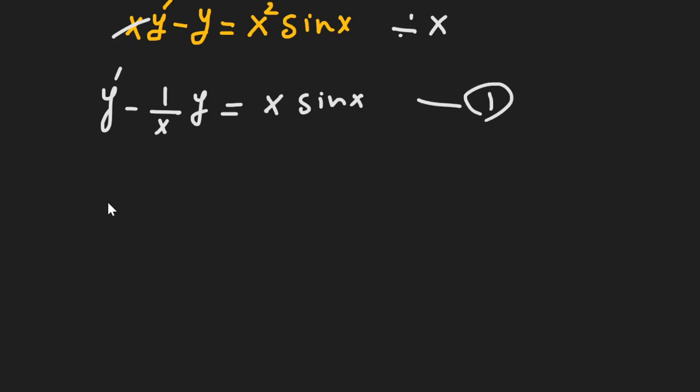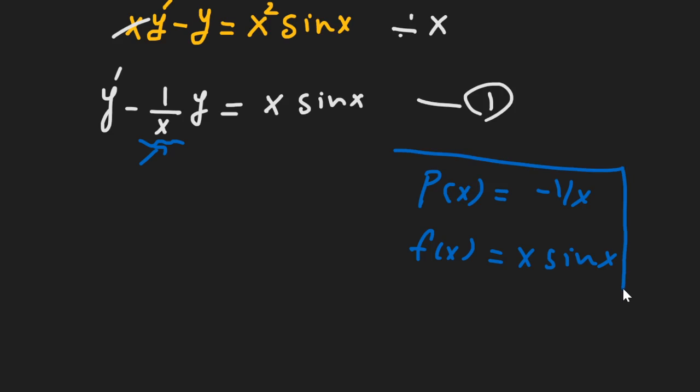The second step you need to do is to draw your table, which contains b of x. From here we can say that this is b of x, which is minus 1 over x, and your f of x is basically x sine x. So this is your table now.